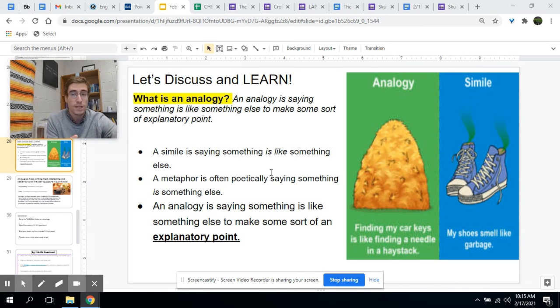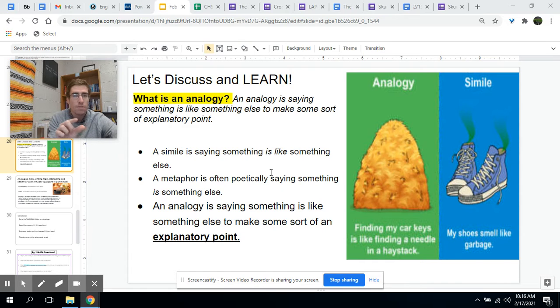No explanation point needed. So you see the picture there, my shoes smell like garbage. Ooh, those shoes look stinky. So that's an example of a simile. There's no explanation needed. It just says my shoes smell like garbage. A metaphor is saying something is like something else without using like or as, we know. So my shoes are garbage. That's a metaphor. My shoes smell like garbage is a simile.